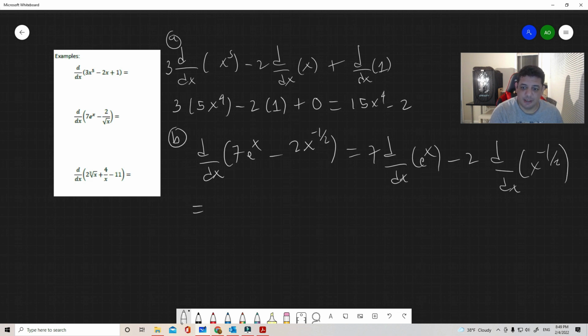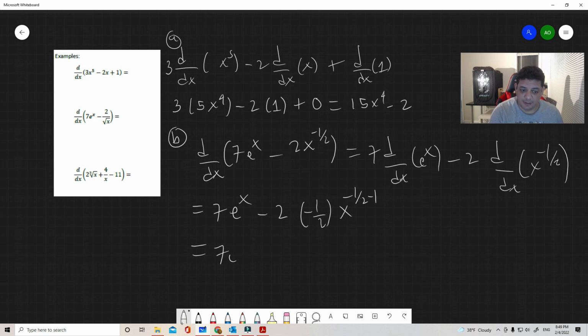Okay. Now this is going to be 7 times e to the x, since the derivative of e to the x is e to the x, minus twice. And then now we have a power rule here. We put down the minus 1/2. We leave x to the minus 1/2 minus 1. And that's going to be the full power rule for this.